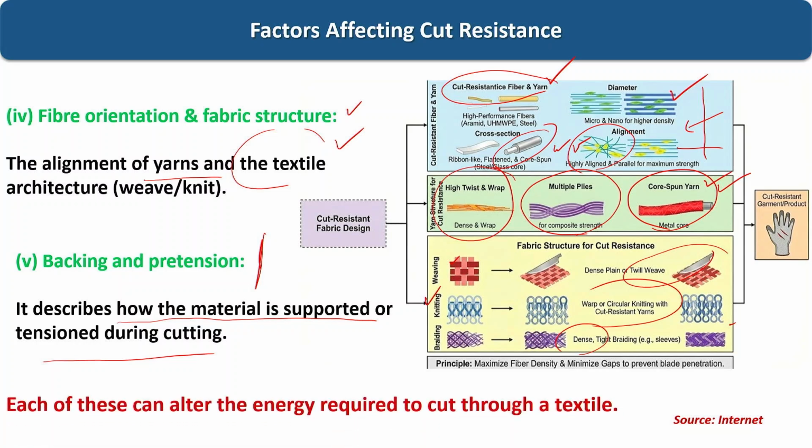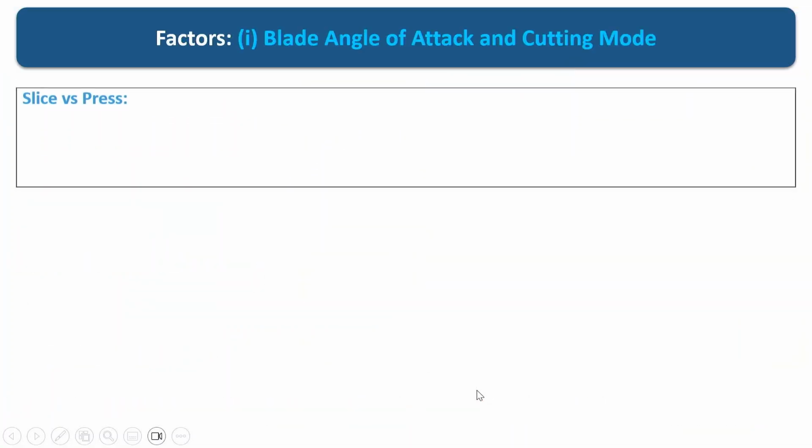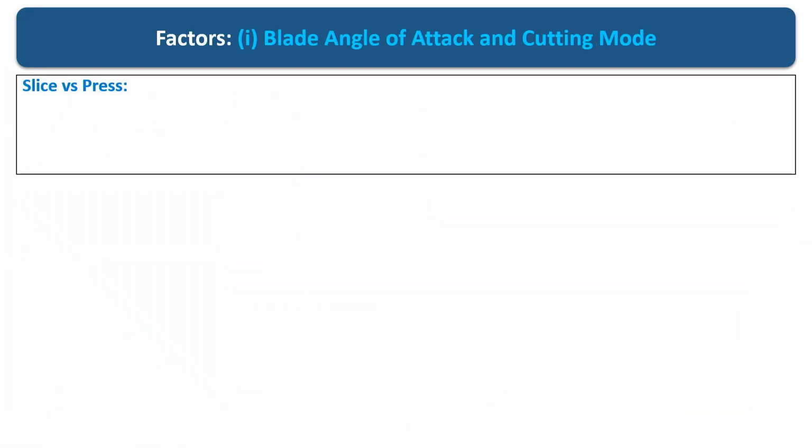So, each of these can alter the energy required to cut through the textile material. Effectively, it is the energy required to cut through. Earlier you have discussed the energy balance and force balance. So, here by manipulating these we can alter the energy required. Now, we will discuss one by one.